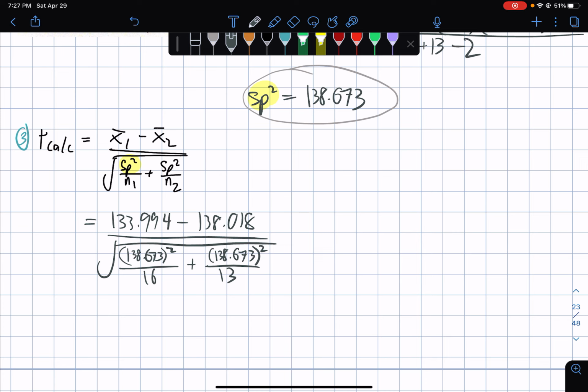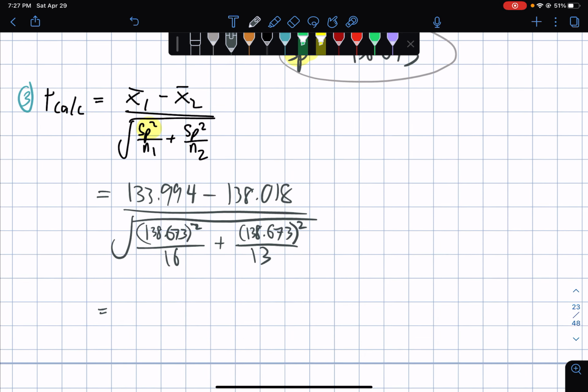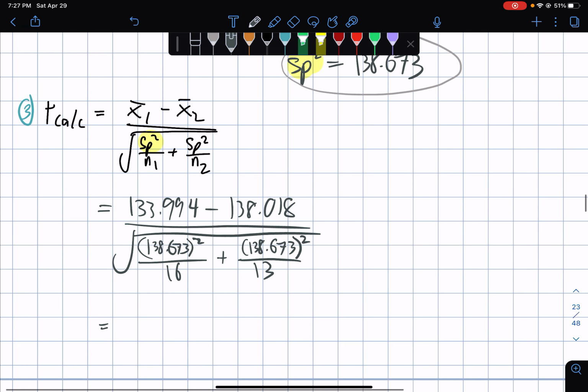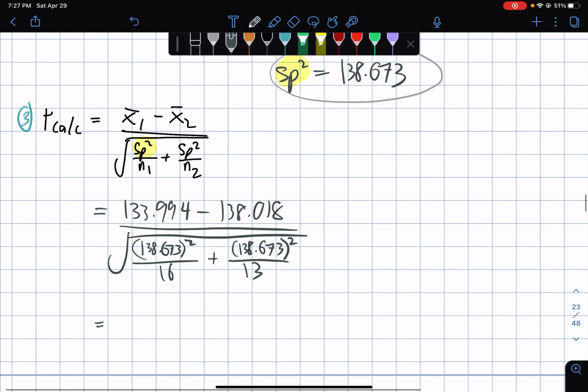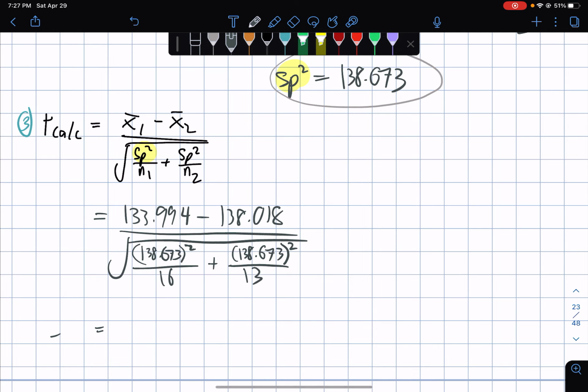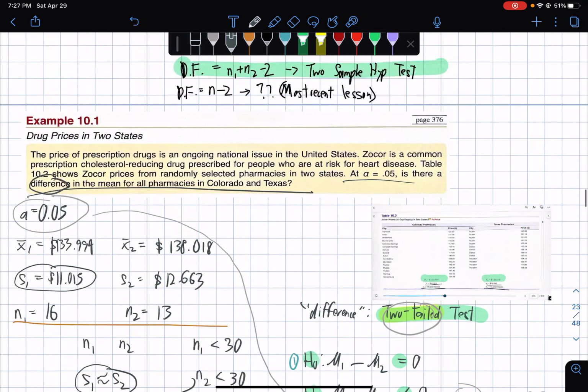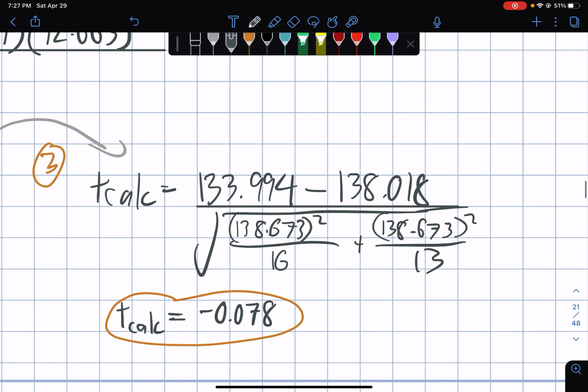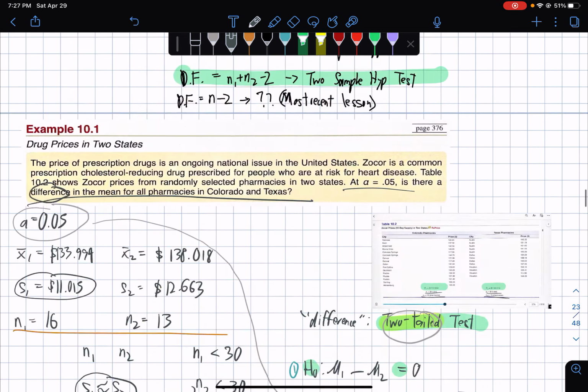My statistics teacher doesn't really elaborate much on that. Or maybe I wasn't just listening. I don't wish to offend anyone, but yeah, this is how I understand the lesson. This is how I'm going to teach it, which is proven correct. Still proven correct. So t-calc, eventually that's going to be negative 0.078.